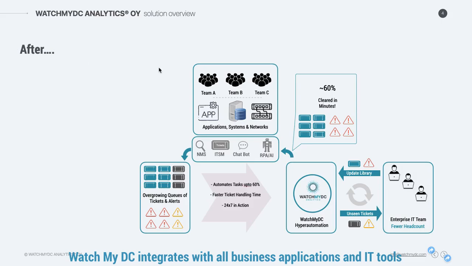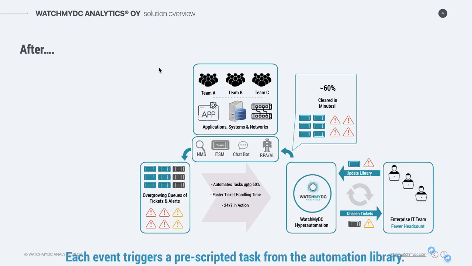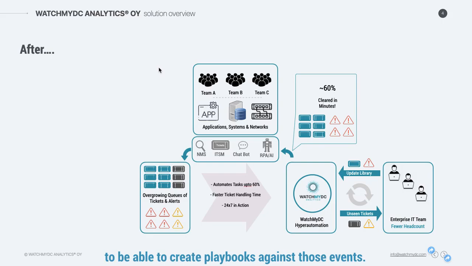WatchMyDC integrates with all business applications and IT tools while recording every event. Each event triggers a pre-scripted task from the automation library. The automation library contains playbooks mapped with recorded events. Such event-driven automation architecture allows enterprises to clear approximately 60% of all of their business and IT operational tasks within minutes. The rest of the manual tasks can be analyzed and optimized further, to be able to create playbooks against those events.